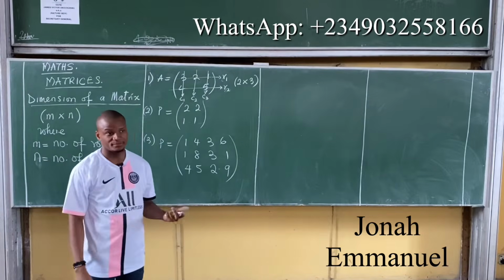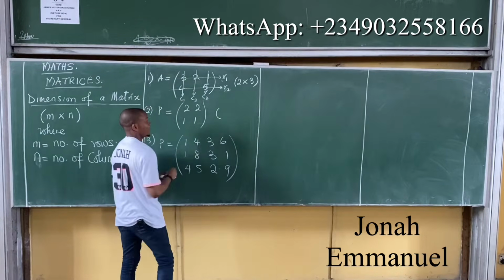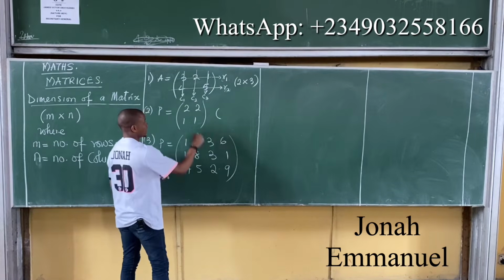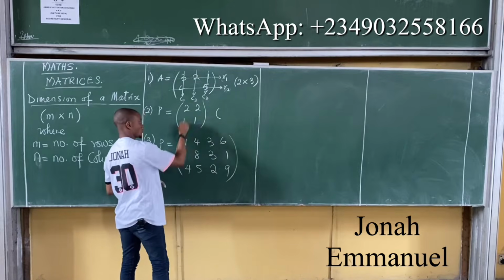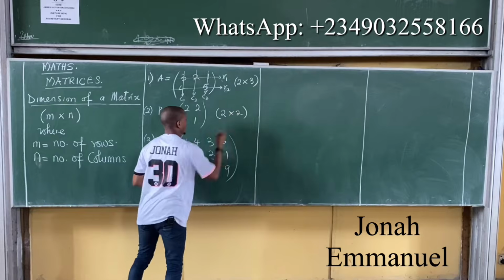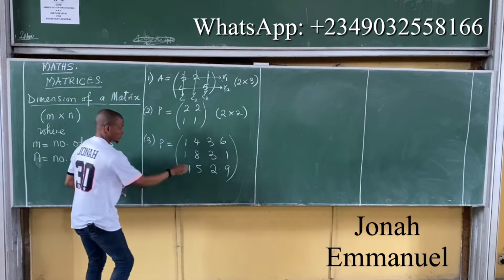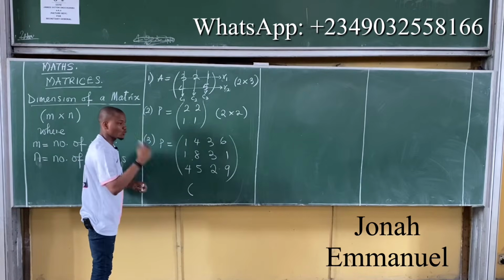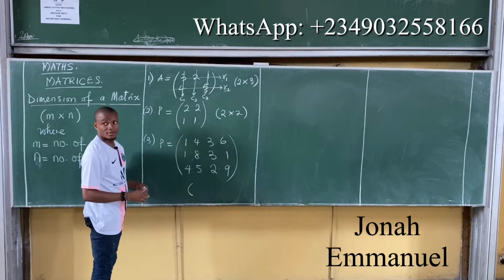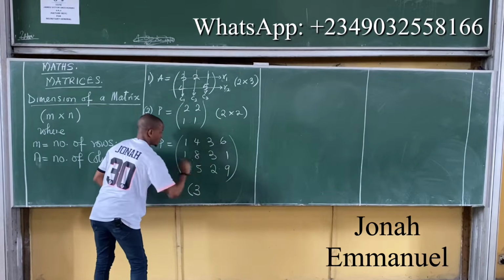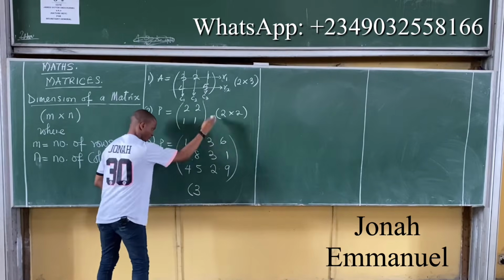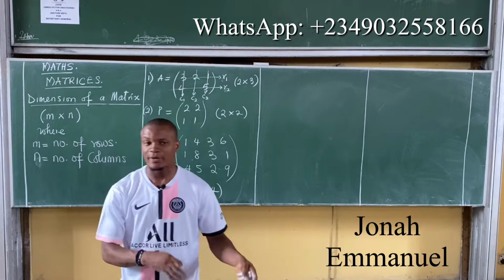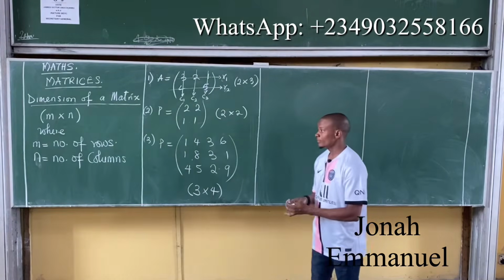That's easy. Come to this one. What's the dimension here? Count columns: 1, 2. It's a 2 by 2 matrix. Come to this one here. What's the dimension? Please, rows by column. How many rows? 1, 2, 3. Columns: 1, 2, 3, 4. So it's a 3 by 4 matrix. Please copy that. Rows by column. That's all. No big deal.